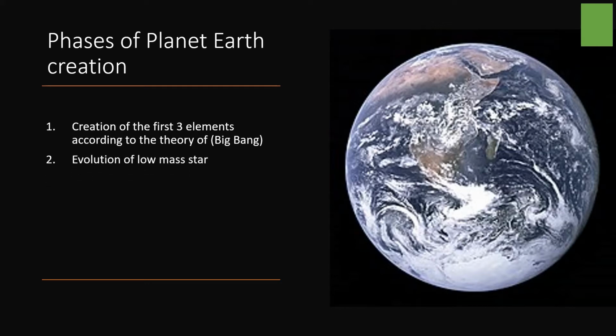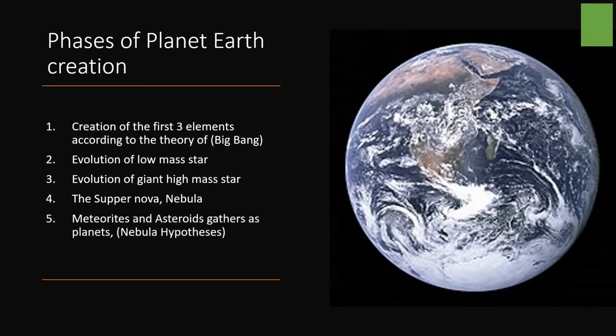The second phase is the evolution of the low mass star, and the third, which is the process that creates the solar system and also the planets in the solar system, is the evolution of the giant high mass stars. And the fourth phase is the nebula creation, or the explosion of the stars. This explosion is usually called a supernova.